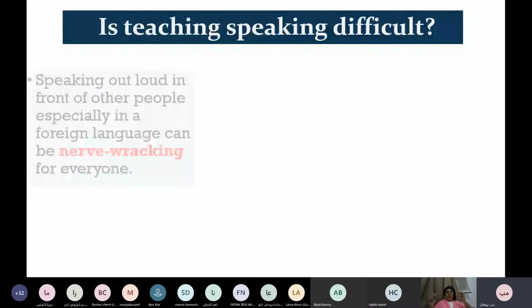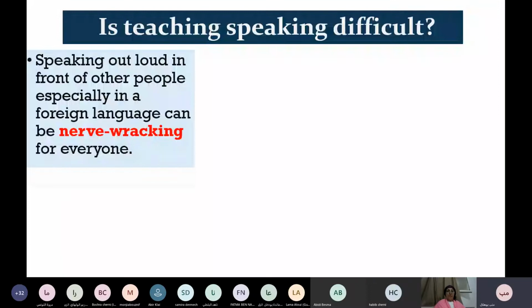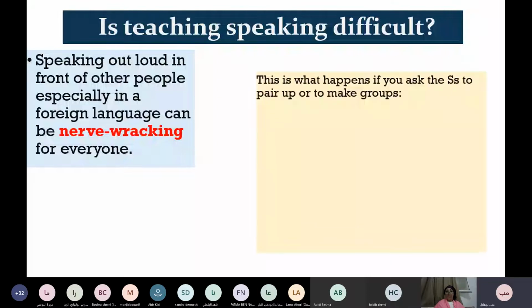I was saying that speaking out loud can be really nerve-wracking and frustrating. Now, what happens if we ask the students to pair up or to work in teams, or to work in groups? Because these are the kinds of things that can lay the ground for a successful speaking activity.